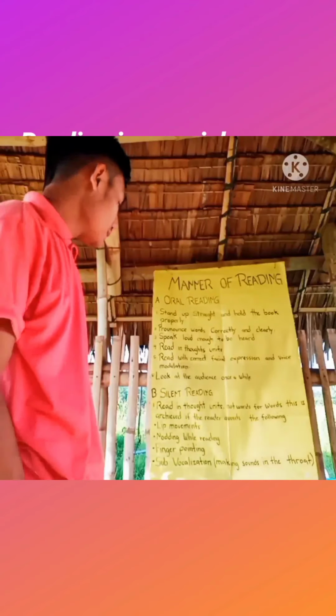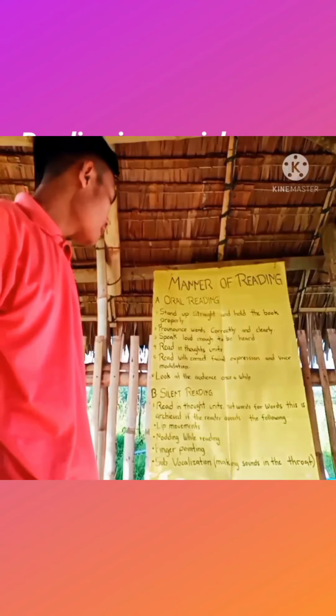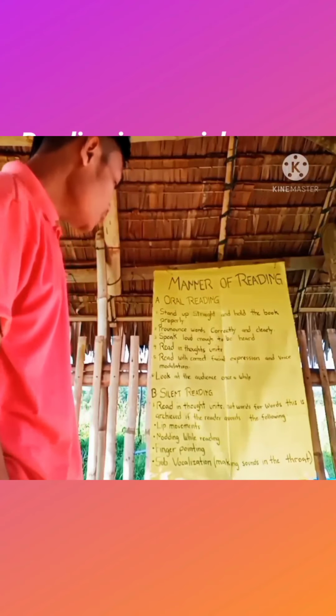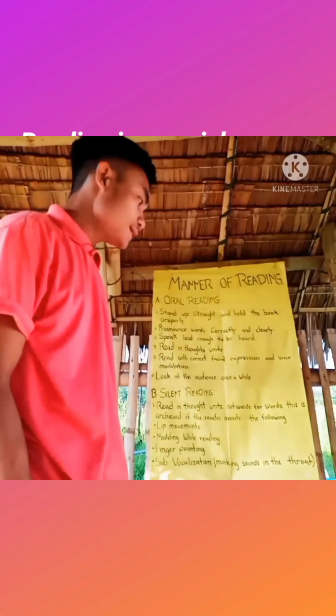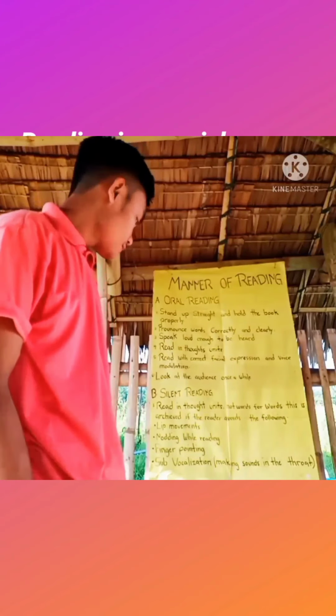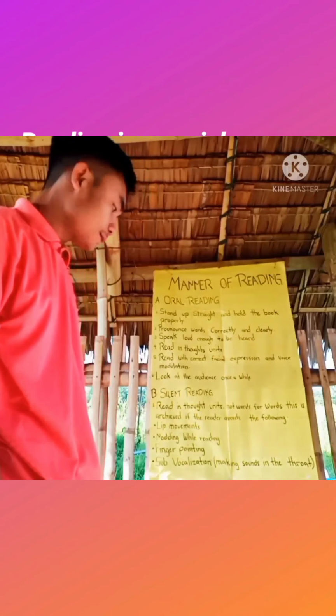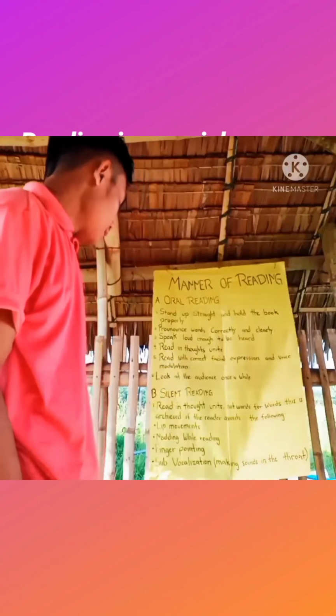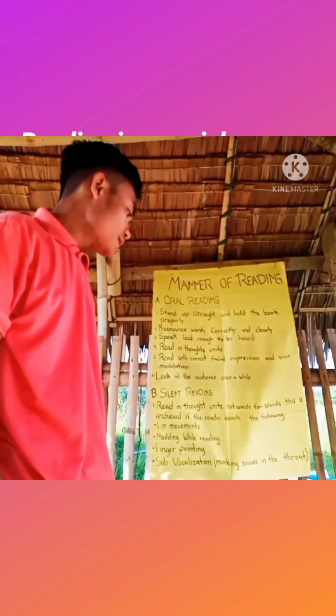Silent reading. These rules also enhance speed reading. Number 1, read thought units, not word for word. This is achieved if the reader avoids the following: lip movements, nodding while reading, finger pointing, and sub-vocalization or making sound in the throat.